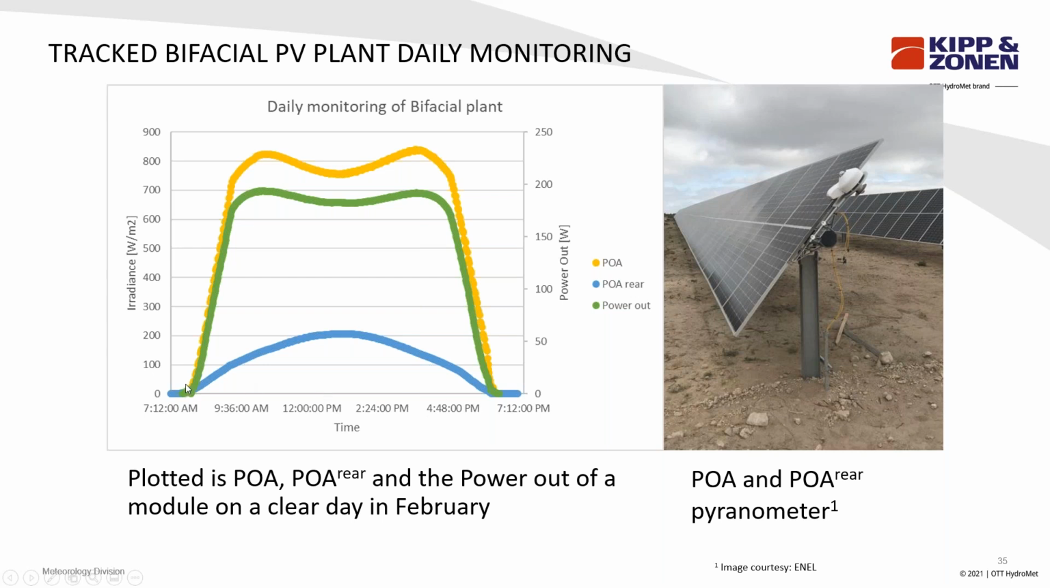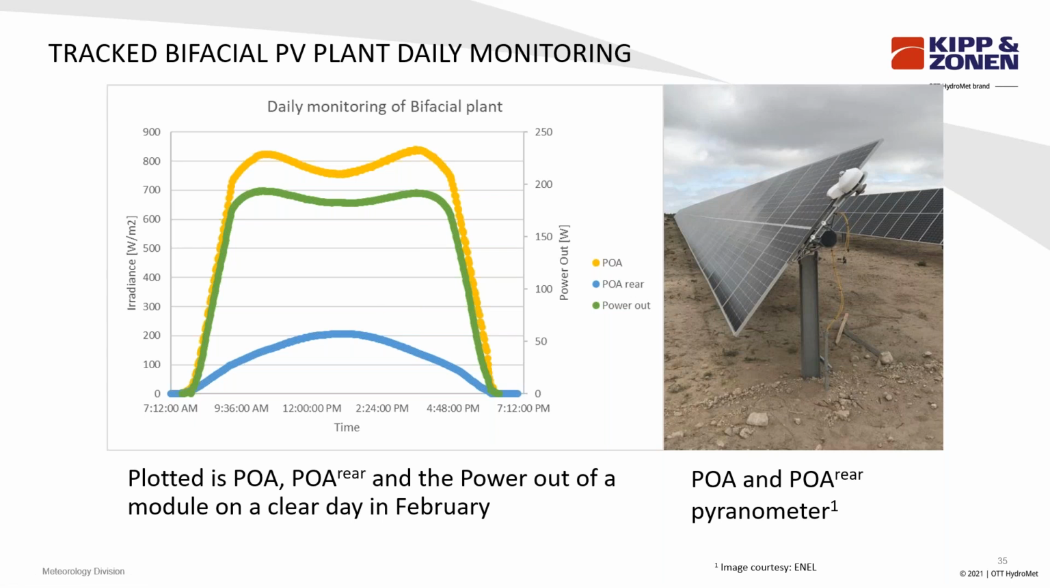We see that the plane of array has a maximum in the mid-morning and in the afternoon, with sort of a little dip in the center. And if you look at the plane of array rear, so the irradiance that's coming from the rear, we see that it has a clear maximum at solar noon, and it is lower than the plane of array front. When we look at the power output, we see that the power output is a bit more flat than the plane of array front.